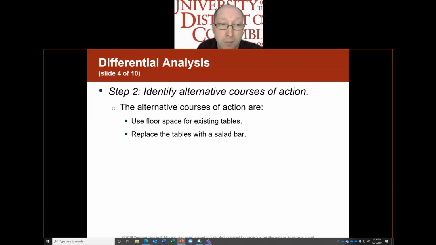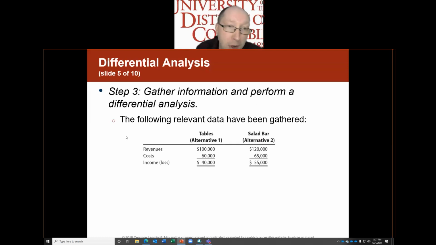Good question. Step 2. We identify the alternative courses of action. We use the existing floor space for the existing tables, or we replace some of those tables with a salad bar. Okay, those are my 2 courses of action. Step 3, we perform a differential analysis. Here we go.